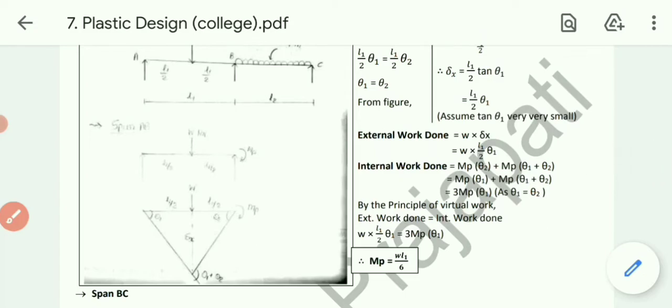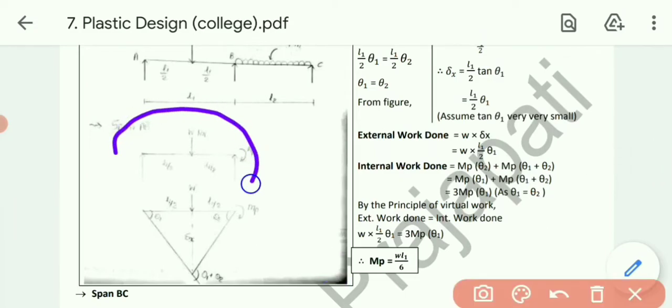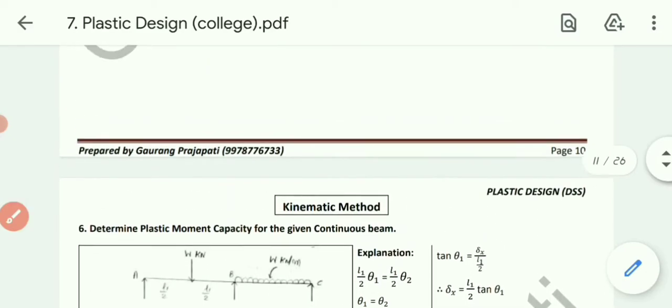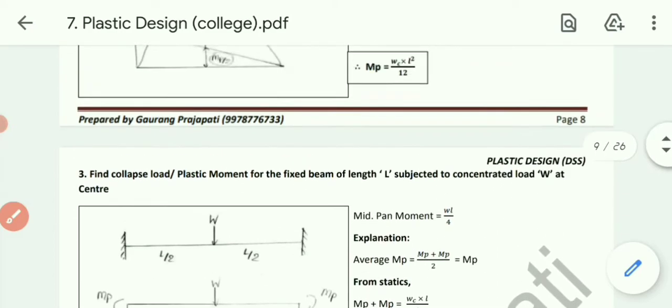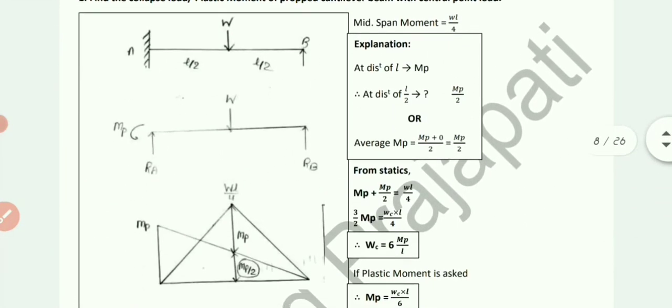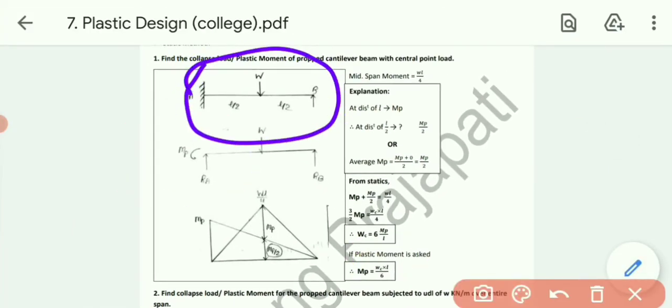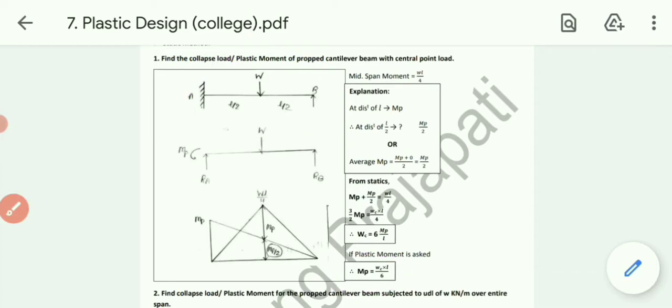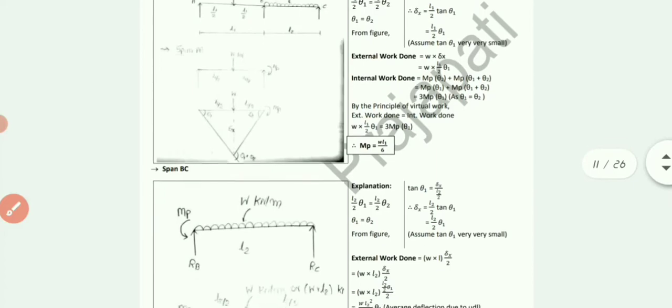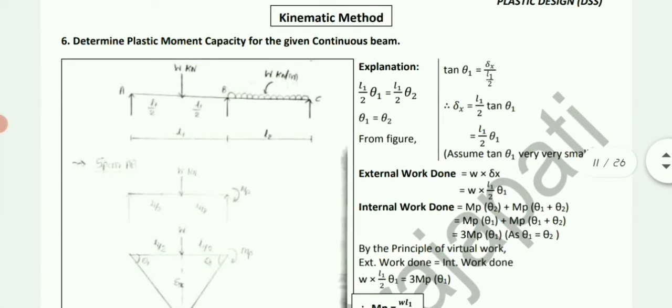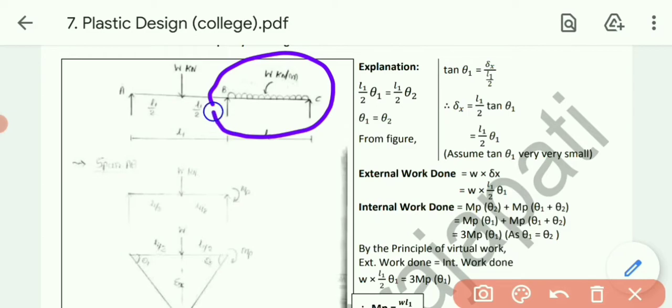Now if you remember, we have already derived this formula. This is the case of prop cantilever beam with central point load. Remember the formula WL by 6. Let me show you the formula. See, for prop cantilever beam with central point load, the moment formula is WL by 6. We derived this formula using the static method, and by the kinematic method we can derive the same formula. Now coming back to the sum, let's take the other span, that is BC.